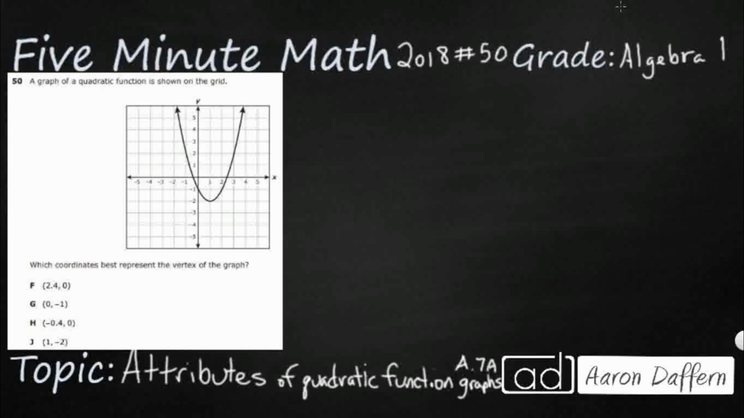Today we are looking at the Algebra 1 concept of attributes of quadratic function graphs. This is standard A.7A in the great state of Texas, and we are using item number 50 off the 2018 released STAAR test. If you haven't done so already, please go ahead and take a moment to pause the video, work this problem out on your own, unpause it, and we will look at our answers together.